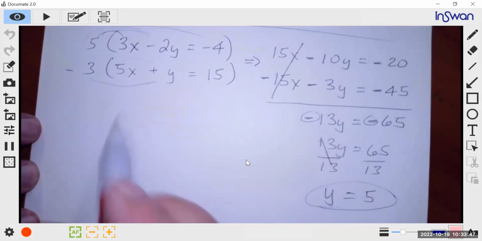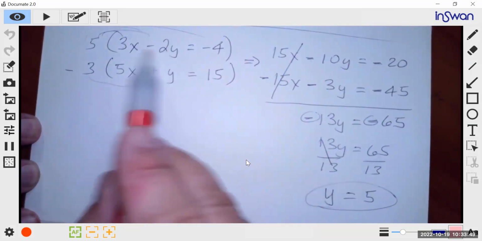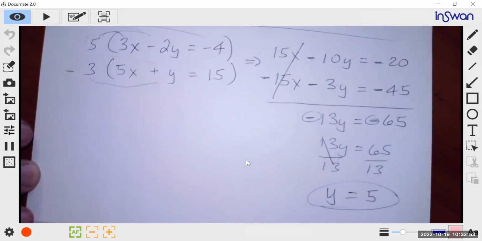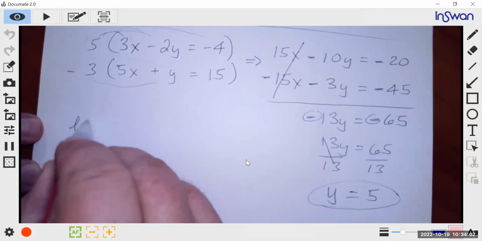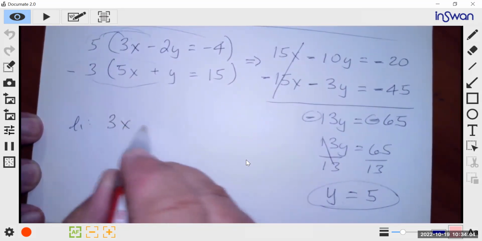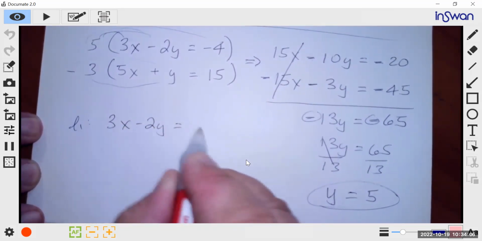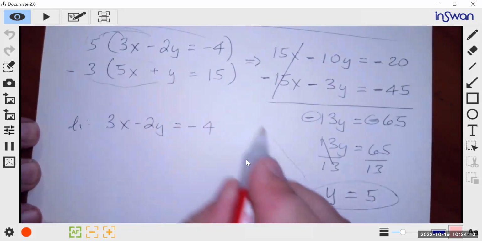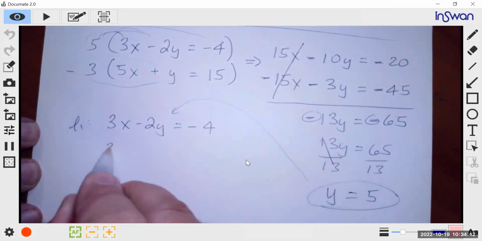Since I have y, I can go back to here and pick any one of these two original equations. Which one do you want to pick? First or second? Okay, first one. So we choose line 1. 3x minus 2y equals -4. Anywhere I see a y, I put a 5.